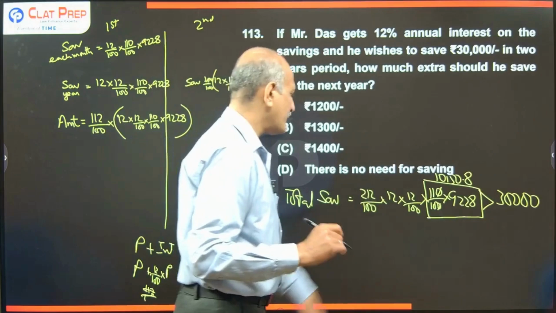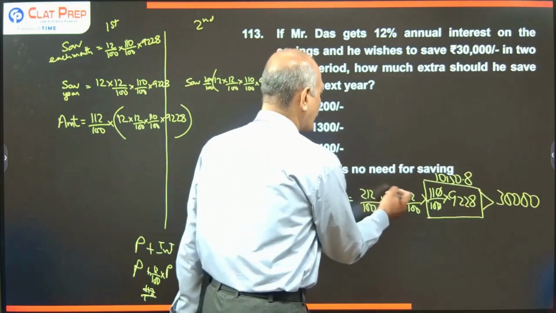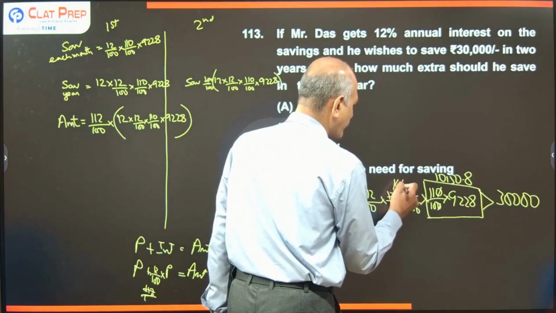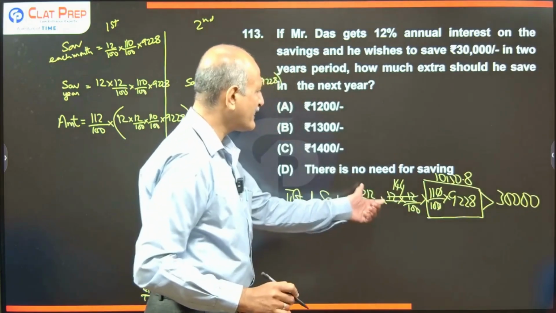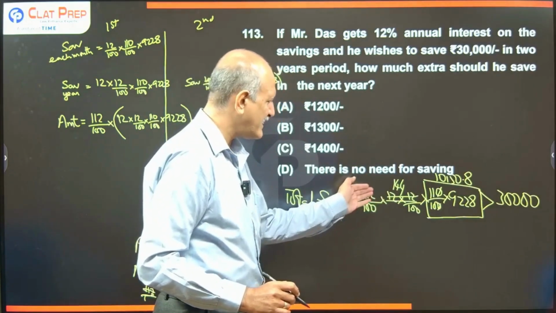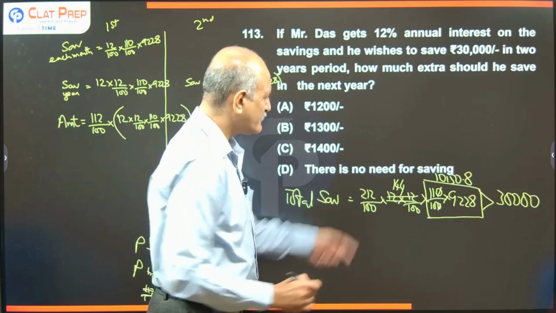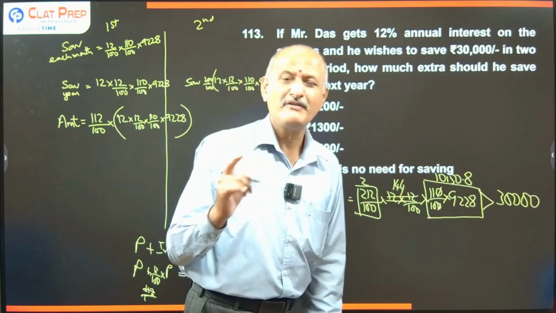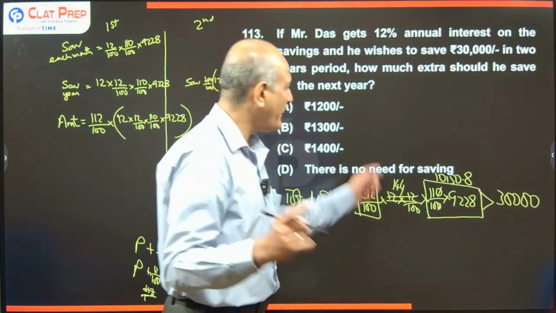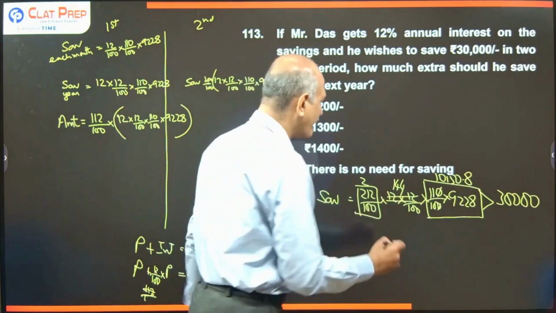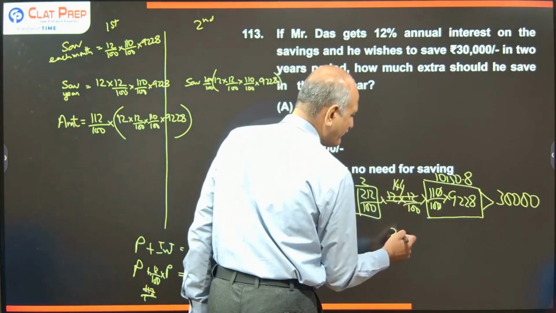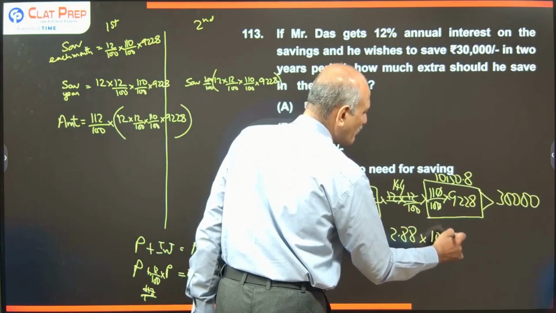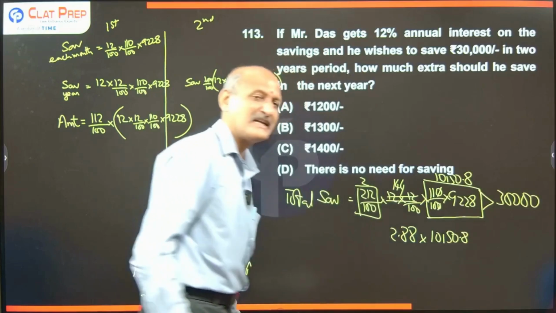Right, next one. So 12 into 12 is how much? It is 144. And this one, let me consider approximately 200, or let me take it approximately 2 times. So this part I'm going to take as 2. 2 into 144 is 288. 288 divided by 100 will give me 2.88. This 2.88 into 10150.8, like this I'm going to calculate here.